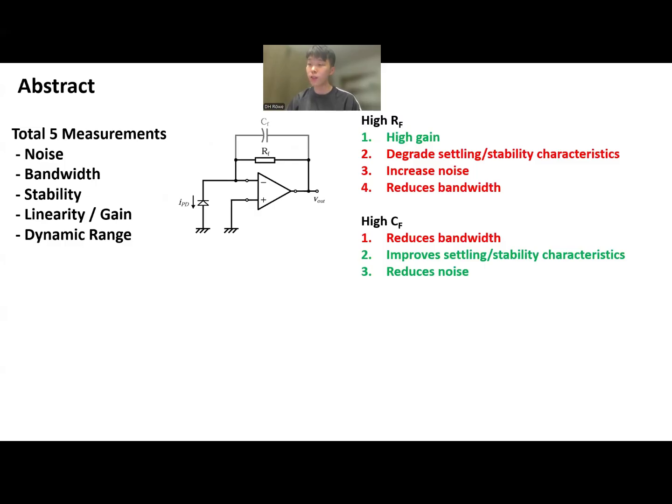The figure in the center of the slide shows the TIA circuit we implemented to sense current from a photodiode. Through extensive measurement analysis, we observed that increasing the feedback resistor improved gain, but degraded stability and bandwidth, and increased the noise. On the other hand, increasing the feedback capacitor improved noise and stability, but significantly limited the bandwidth.